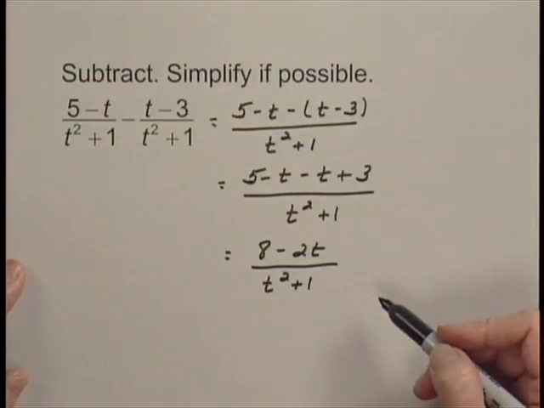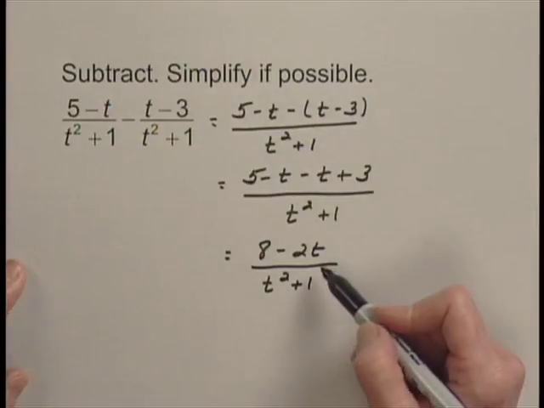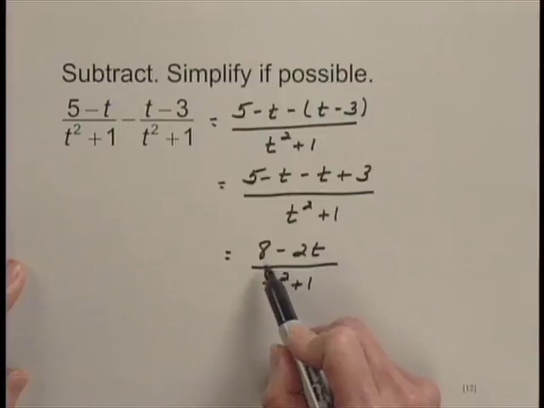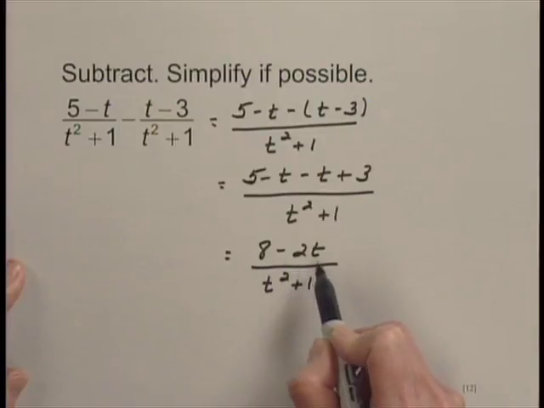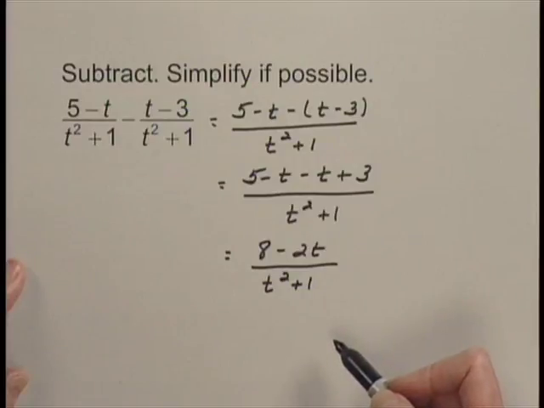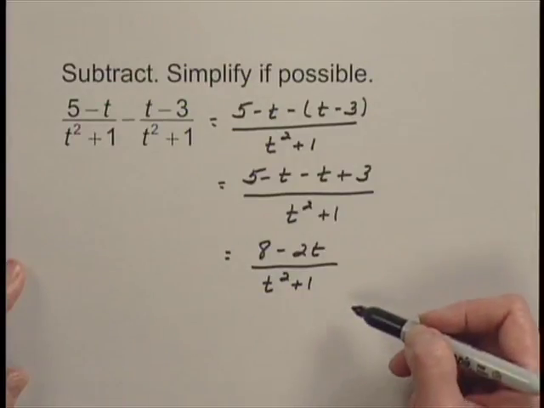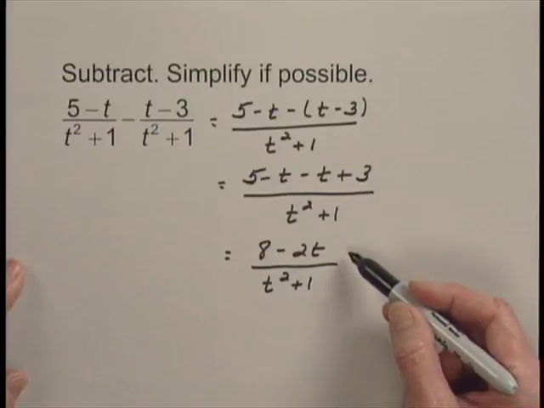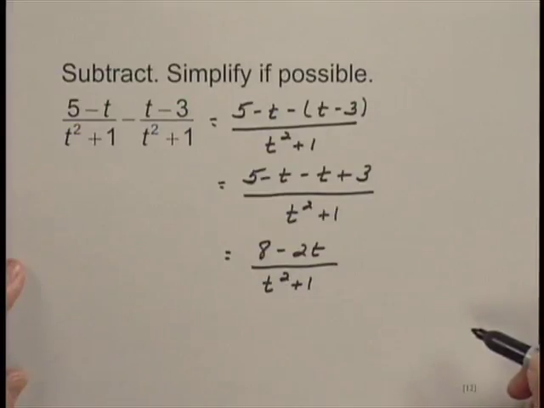And I need to look and see if I can simplify. And I could factor the numerator. It would factor as 2 times the quantity 4 - t, but it wouldn't have any factors in common with the denominator, even if I carried out the factorization. So I can just leave this in this form because it is the simplest form, (8 - 2t)/(t² + 1).